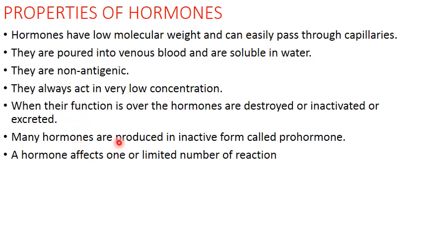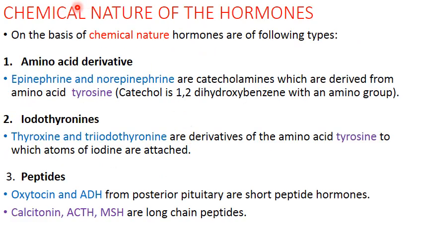And you will find that many hormones are produced in an inactive form, that is called prohormones. And a hormone will affect one or a limited number of reactions. Now coming to the chemical nature of the hormones. Based on the chemical nature, the first category is amino acid derivative, meaning that hormones are derived from amino acid.